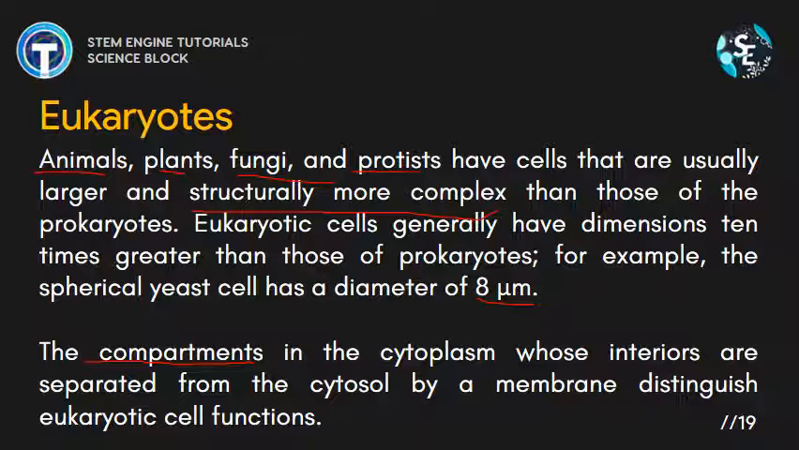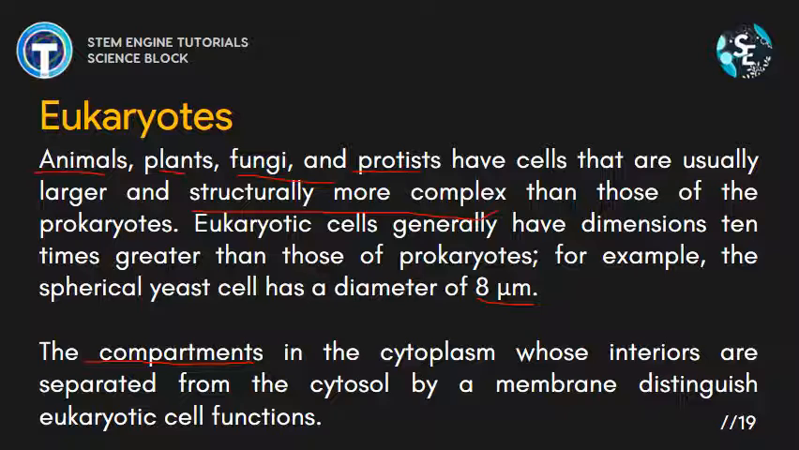So, eukaryotic cells generally have dimensions 10 times greater than those of prokaryotes. For example, a spherical yeast cell has a diameter of 8 microns or 8 micrometers. So, ibig sabihin lang ito, talagang mas malaki ang eukaryotic cells compared to prokaryotic cells. Why? Because they are structurally more complex. So the compartments in the cytoplasm whose interiors are separated from the cytosol by a membrane distinguish eukaryotic cell functions. So ito yung nawawala doon sa prokaryotes natin.